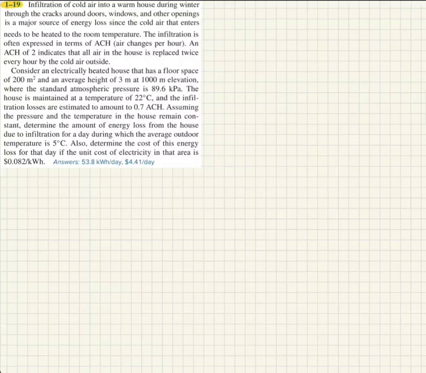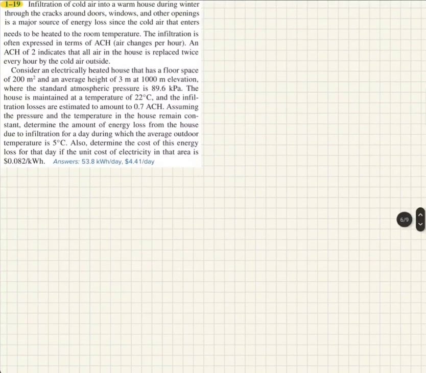Now let's read the question. They're saying that there's an infiltration of cold air into a warm house during winter, and the infiltration is given in terms of ACH. They give a description of what ACH means. Then, an electrically heated house with a floor space of this much, a height of this much, at this elevation, and the atmospheric pressure is that. This is important information we need in order to solve the question.